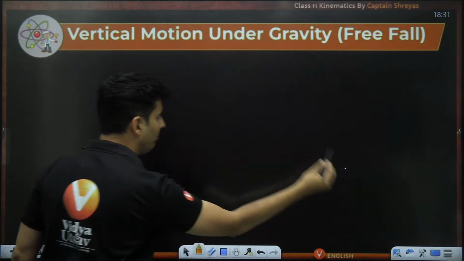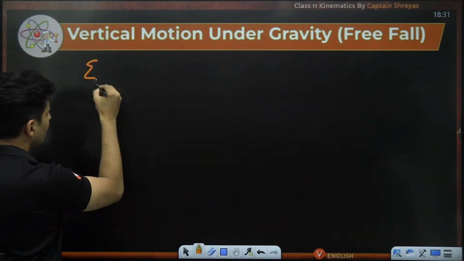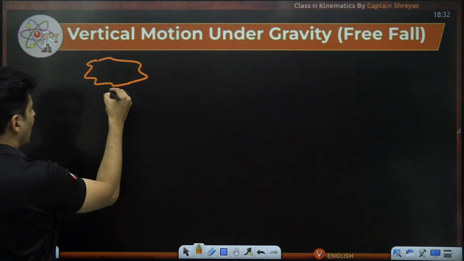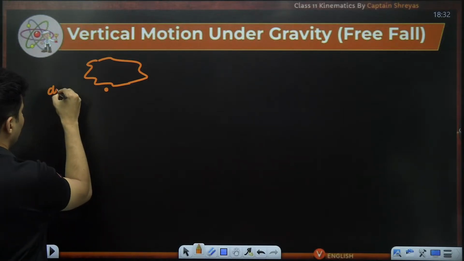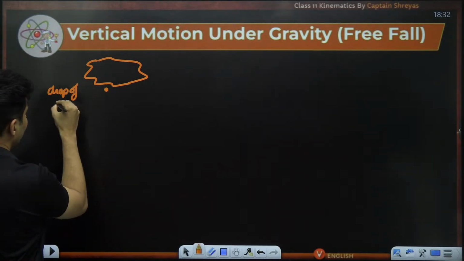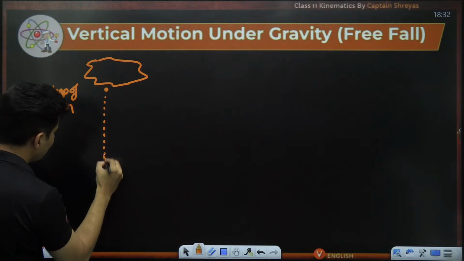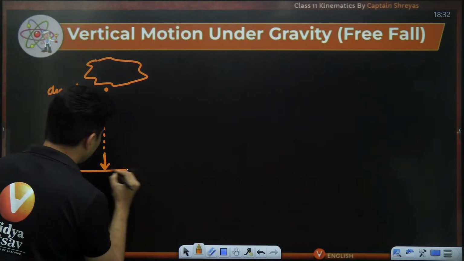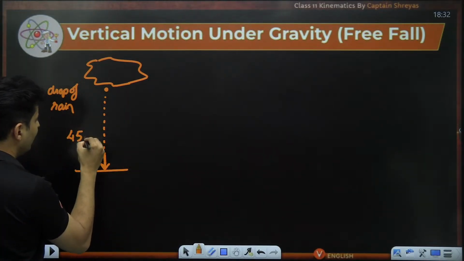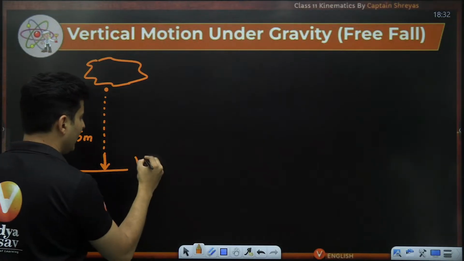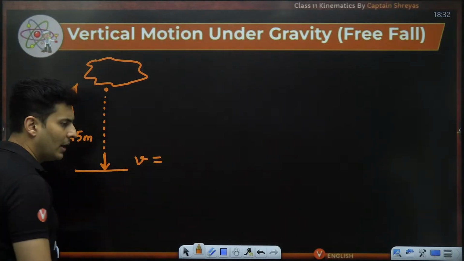Just to give an example, imagine there is a cloud, and this is a drop of rain. By the time, let's say, it reaches down over here, let's say this height is 45 meters. I want to find what speed it will fall down by.